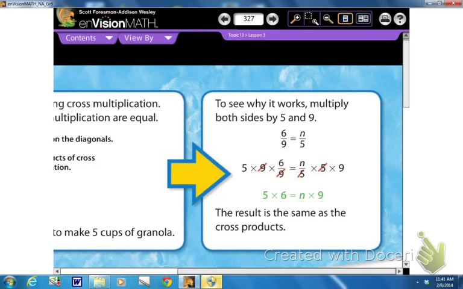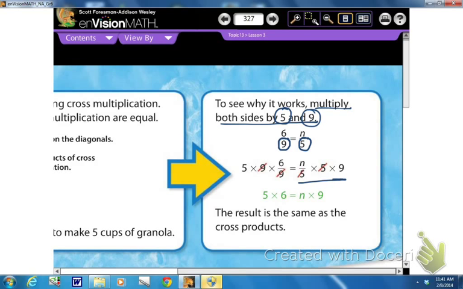Okay, so in this next section, they just want to show you why it works. So they say multiply both sides by 5 and 9. Now, they're choosing 5 and 9 because this is the number on the bottom, the number we would be dividing by. So to cancel that out, they say, well, let's multiply by 5 and 9 and multiply both sides. Okay, so you do the same thing to each.